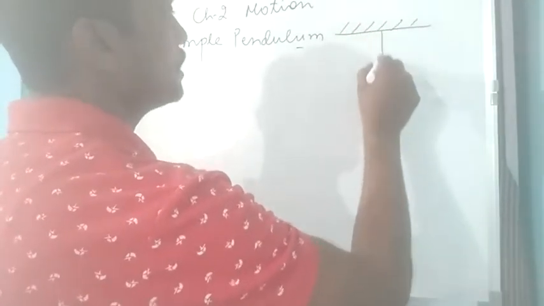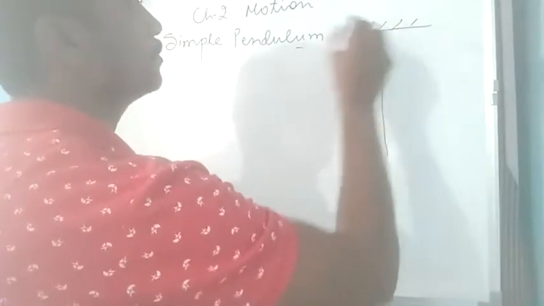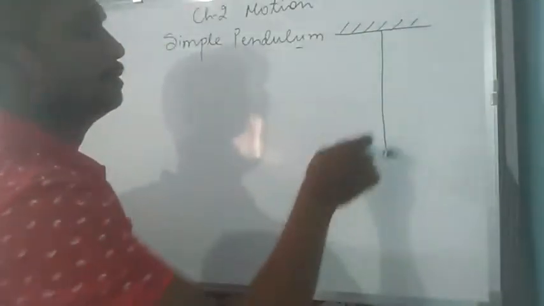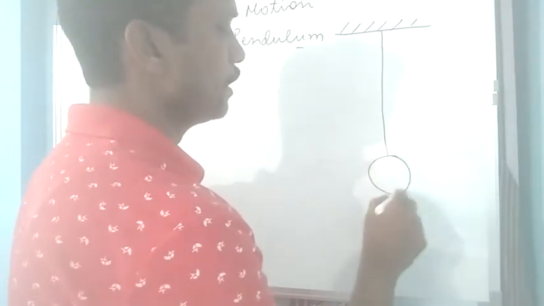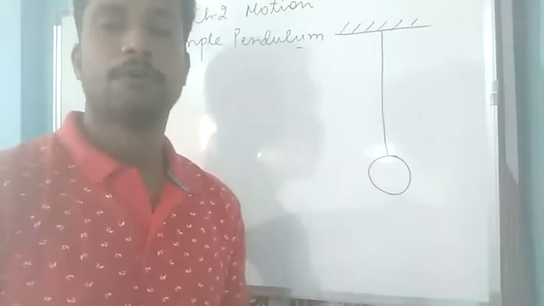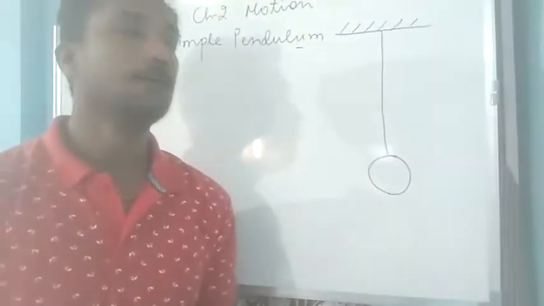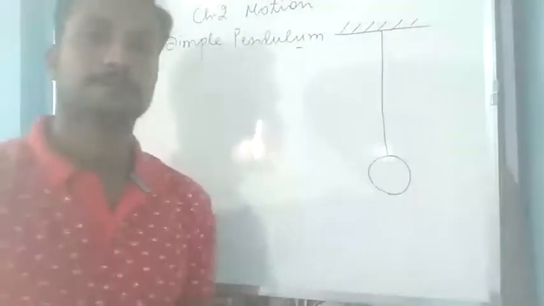Let us suppose this is a rigid support where we have a string and the other end of the string is attached to a bob made of metal, and it is this what we call the pendulum.